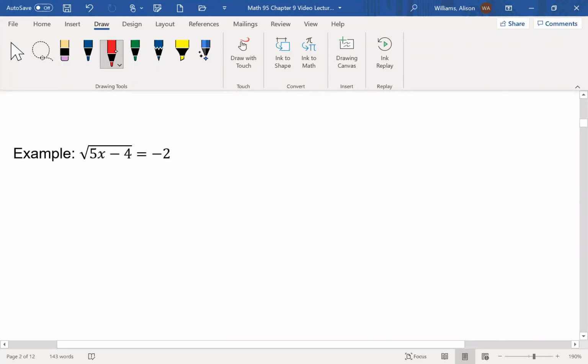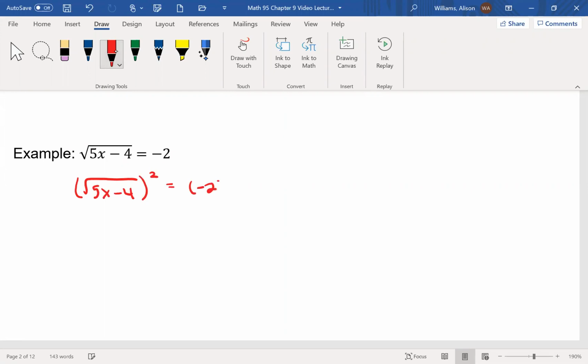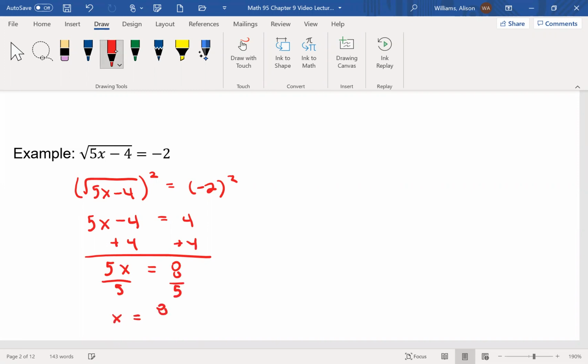Let's try it again. Okay, so for this one, I don't have to isolate the radical. It's already isolated. I'm going to go ahead and square both sides. So I'm just going to rewrite it so I can put the square in there. All right, so on the left side, I'm going to be left with 5x minus 4. And on the right side, negative 2 squared is going to be a positive 4. I'm going to add 4 to both sides, which is going to give me, let's see, 5x equals 8. Divide both sides by 5. So I'm getting 8/5. All right, let's check it.